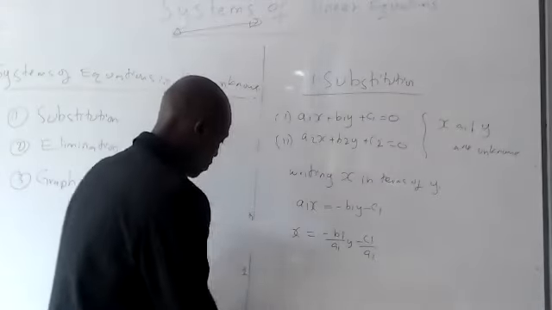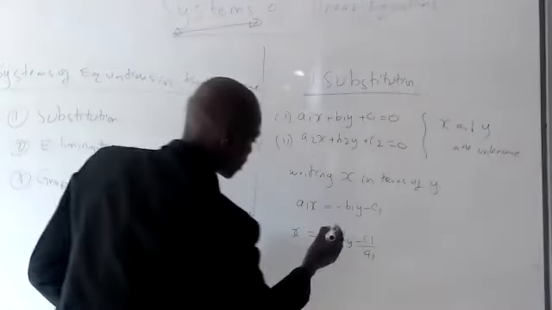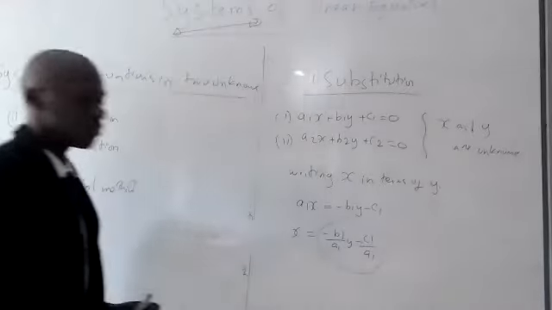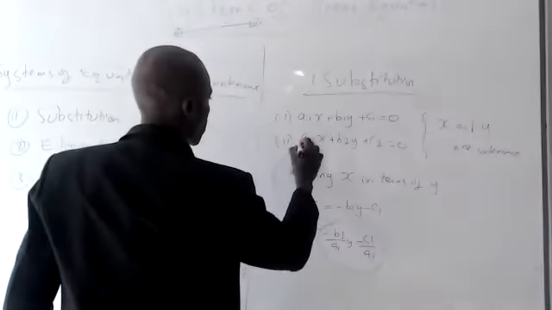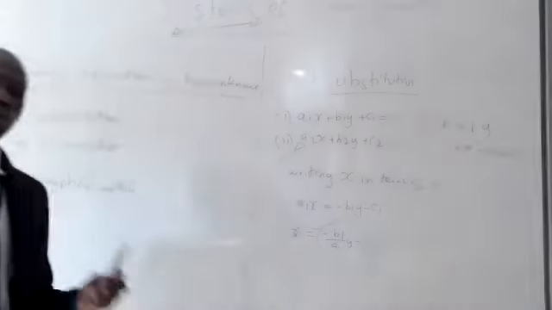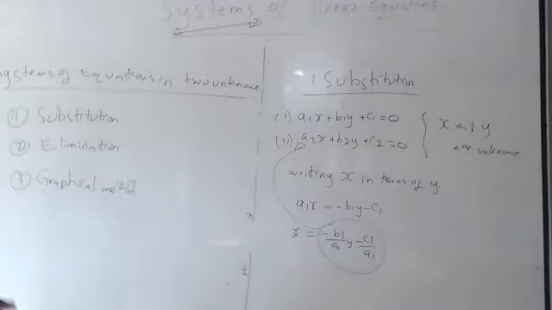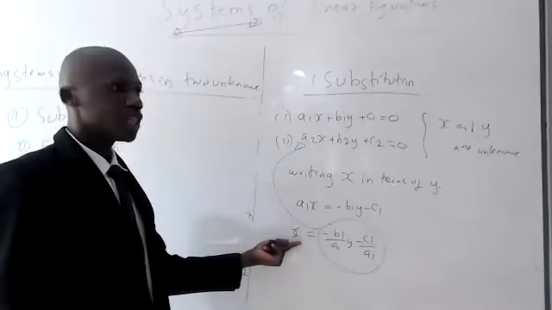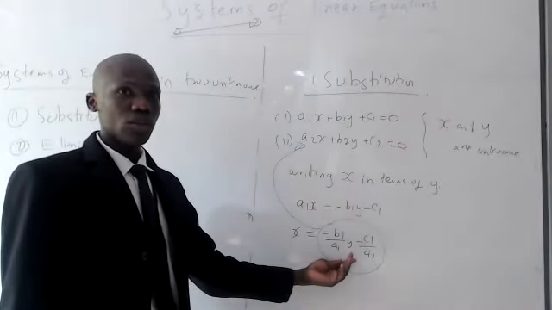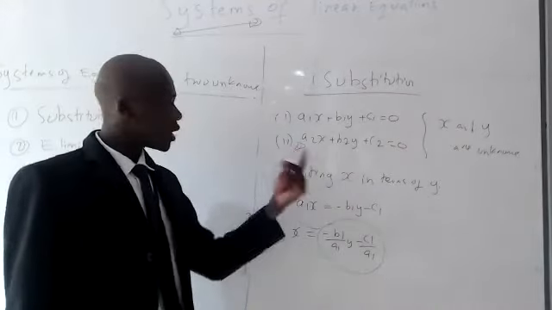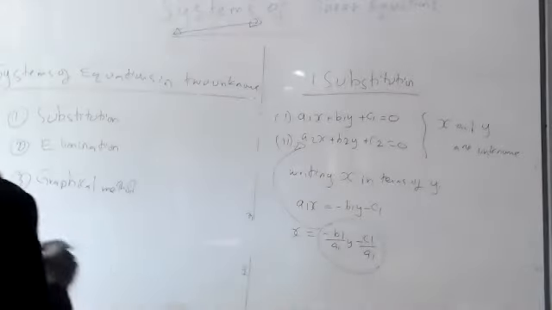So what I will do, I will take this expression of x in terms of y and put it in the second equation. This is what we call substitute. So in place of x in the second equation, write this expression. That is what we call substitution. Let's see how this method works out in an example.